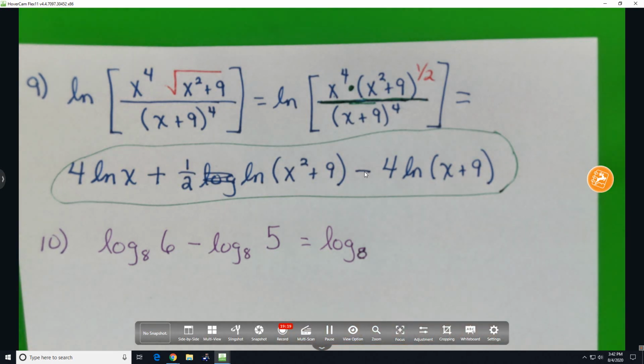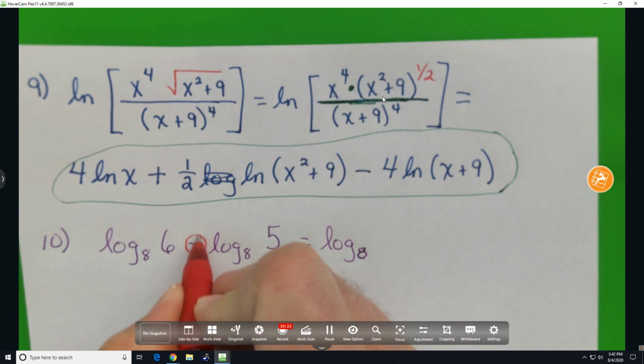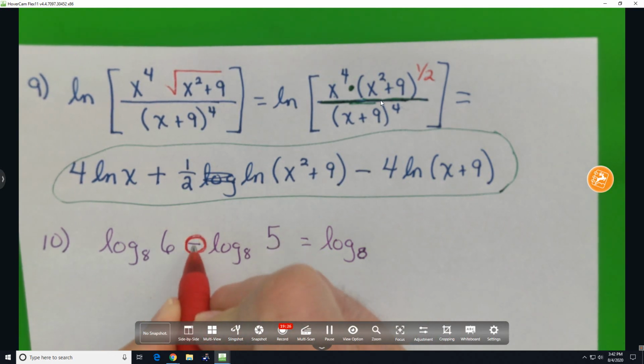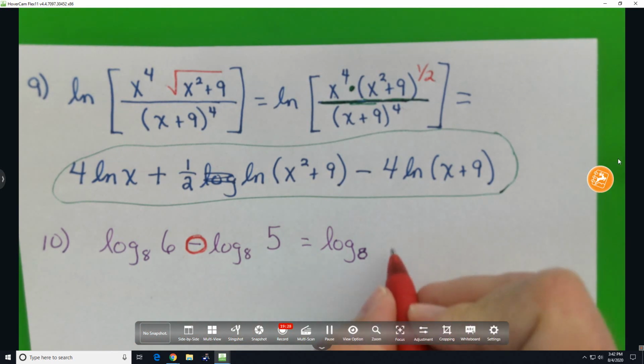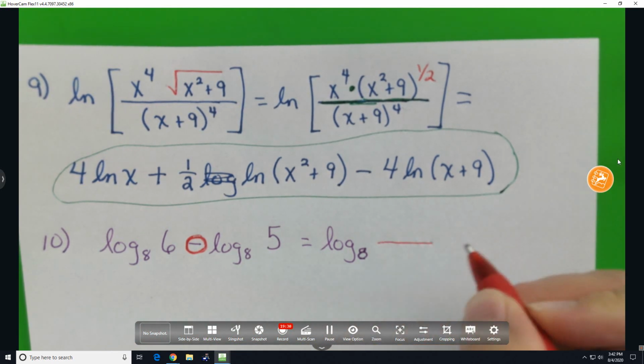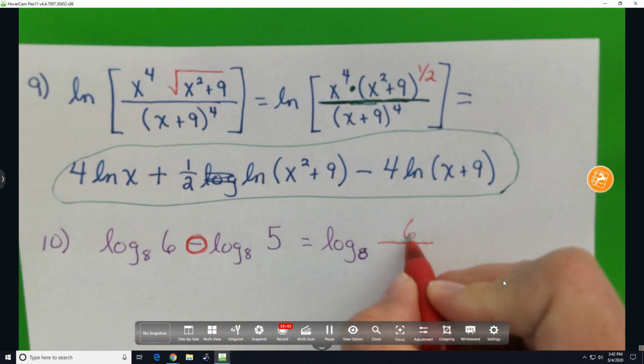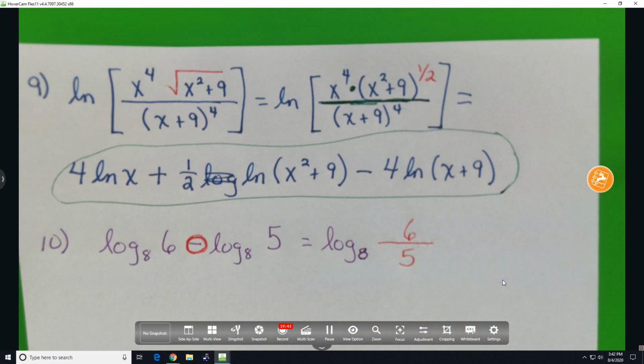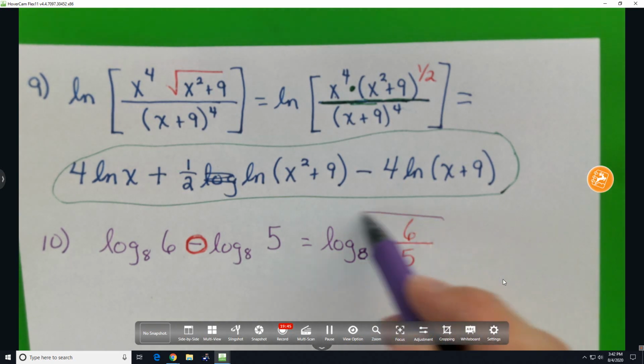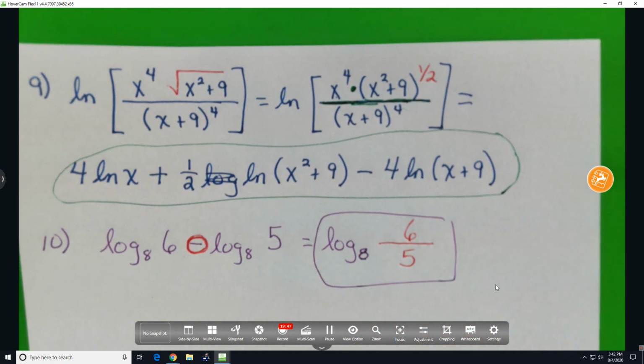Looking at this one right here at 9. If there's a minus in front, that becomes the fraction bar. Because of this minus, I'm going to put a fraction bar. And now there's no exponents. Remember, the exponents are the numbers in front of the letter L. Notice no coefficient. There's no number. So you just put the 6 on top, the 5 on the bottom. Log base 8 of 6 over 5. Y'all think that's it?